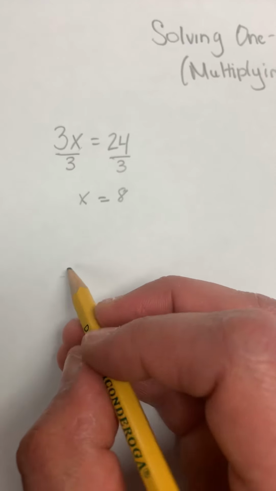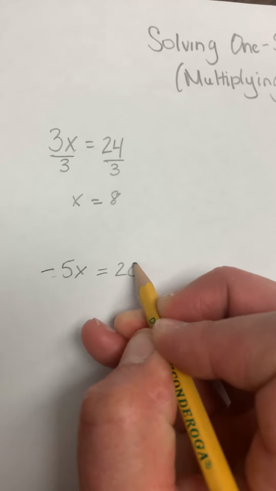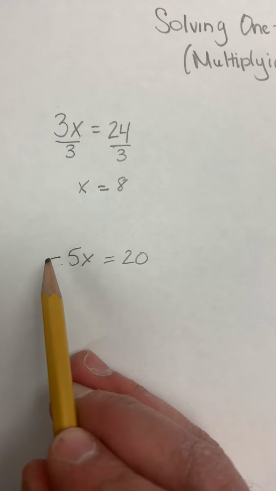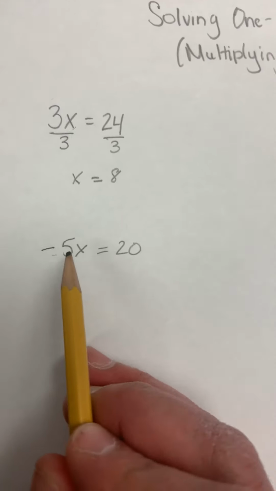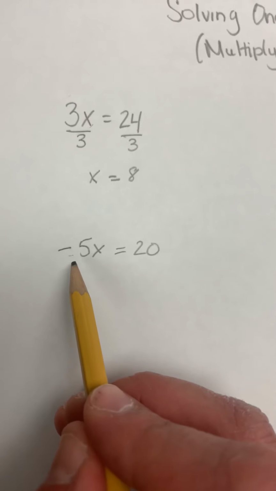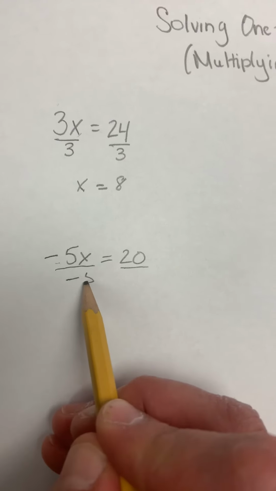The next equation, let's try negative 5x equals 20. Now, this doesn't mean a minus 5, this means negative 5 times x equals 20. So in order to get rid of the multiplication, because we have a number next to a letter, we have to divide. And the number we're trying to remove is the negative 5, so I'm going to divide both sides by negative 5.